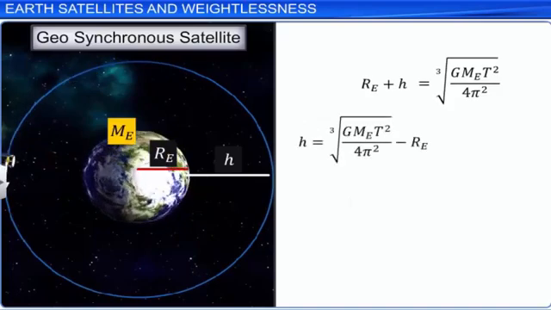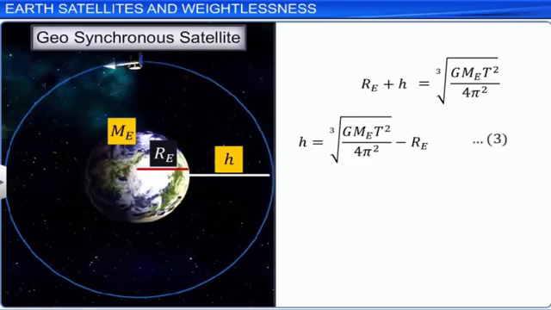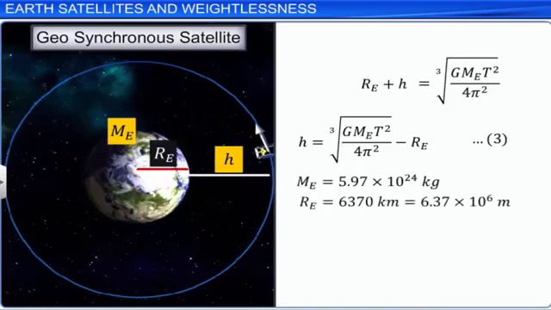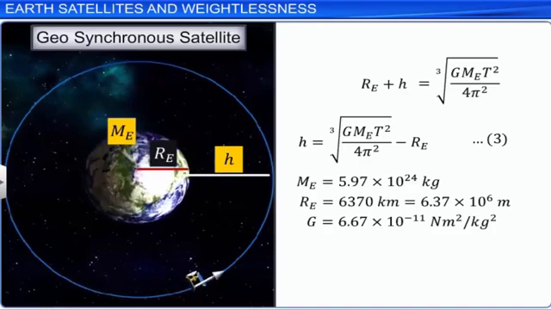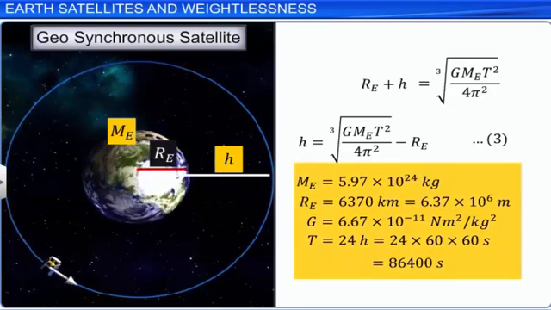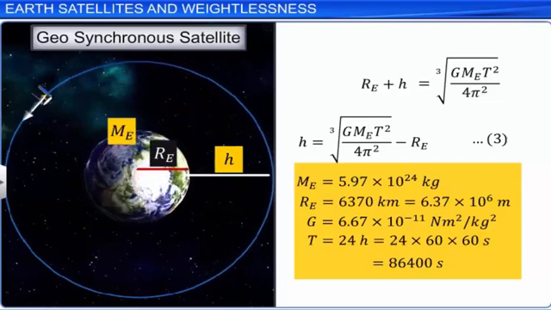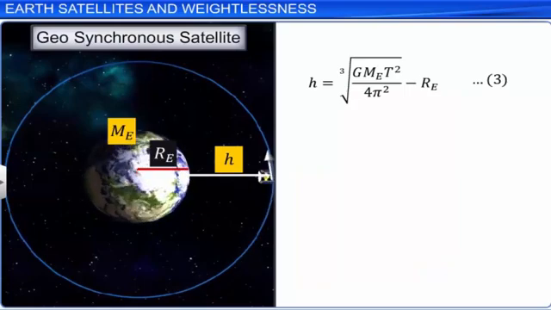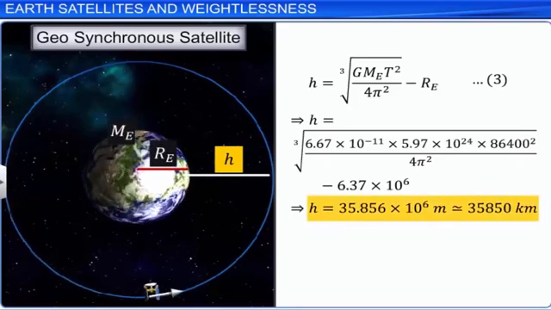Knowing the data for the mass of the Earth, its radius and universal gravitational constant, you can estimate the height of the satellite for which the period of revolution is 24 hours. This is done by substituting the corresponding values in equation 3 and simplifying as shown. Thus, a satellite whose height from the surface of the Earth is about 35,850 kilometers has a period of revolution equal to that of the period of rotation of the Earth.